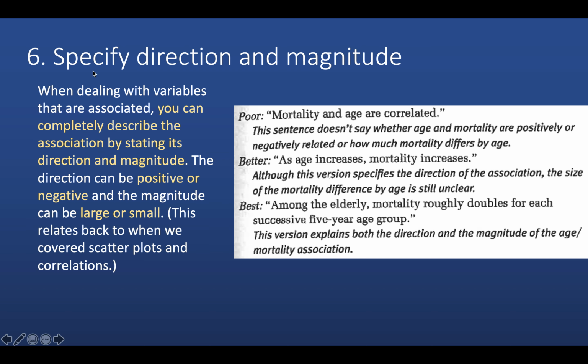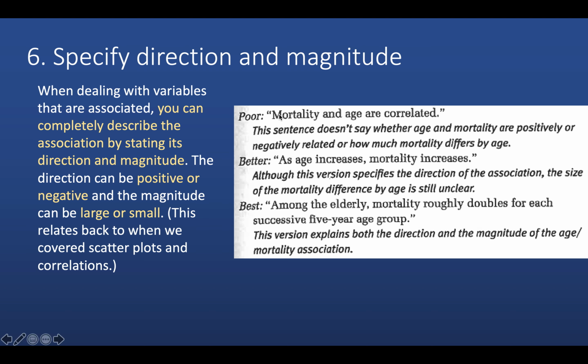Okay, and then when you're doing this, you want to also specify the direction and the magnitude. So this is two ways of qualifying the quantitative information. The direction would be saying that one thing increases and another thing increases. And then the magnitude is like how much. Is it a small effect? Is it a large effect? Give that context for the reader as well.